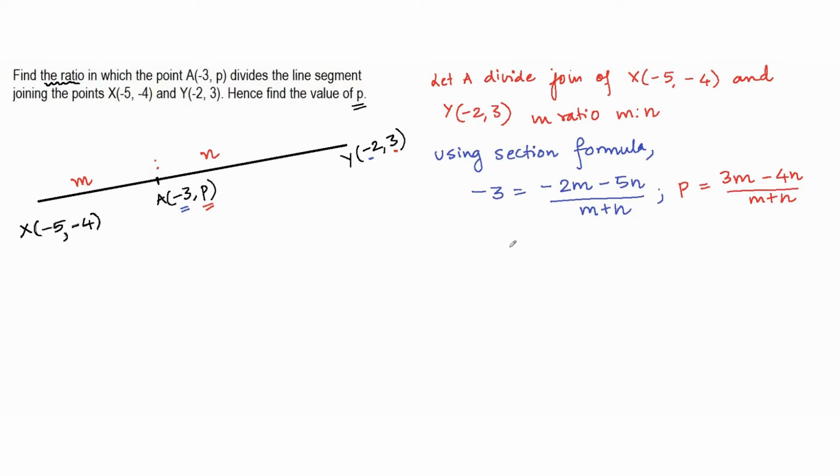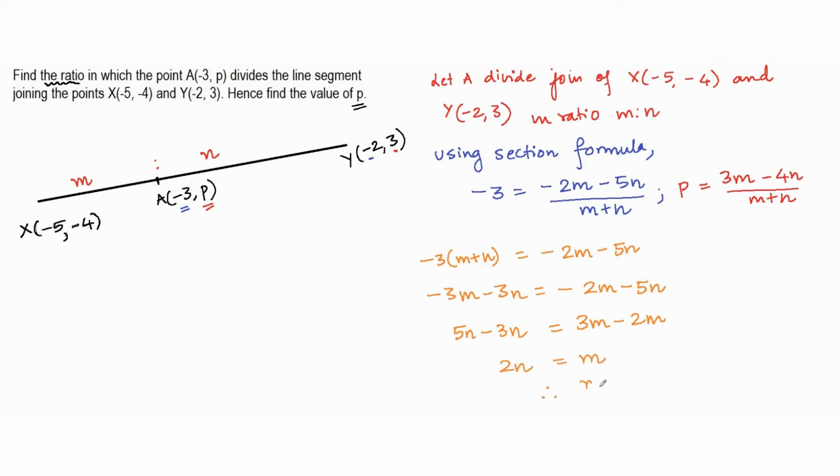Now using the first equation, I can definitely find the ratio m is to n, because in the second equation you will notice that p is not known. So let's cross multiply. I get -3 times (m plus n) is equal to -2m minus 5n, and therefore -3m - 3n is -2m - 5n. So I get 5n minus 3n is equal to 3m minus 2m, or I can say that 2n is equal to m, and therefore m by n is equal to 2, which means m is to n is 2 is to 1.